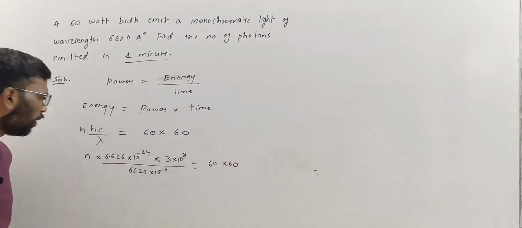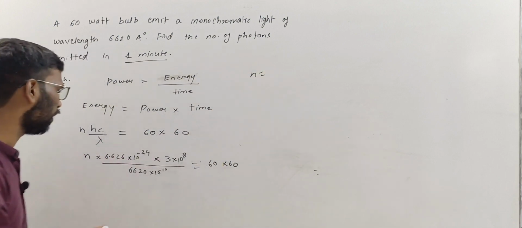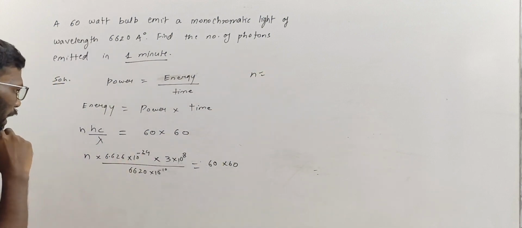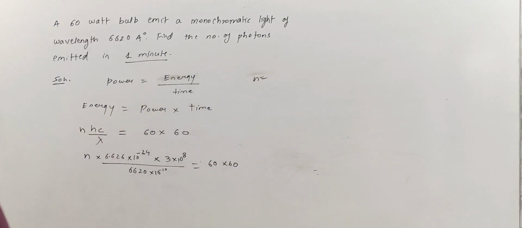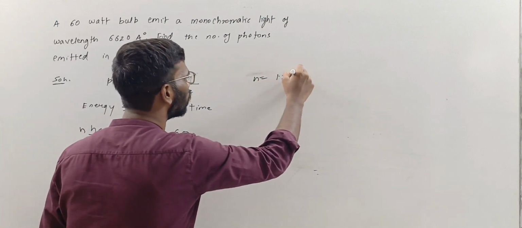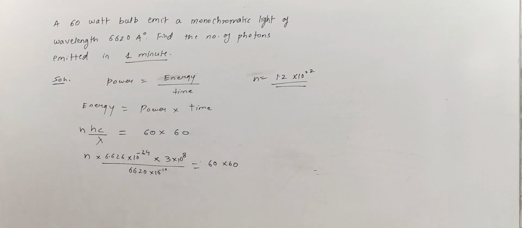And finally what you need to do is find the n value, right? Rearrange everything for n. N should come over here. The answer is 1.2, you can check this later. This is 1.2 into 10 raised to 22. This is the answer for this.